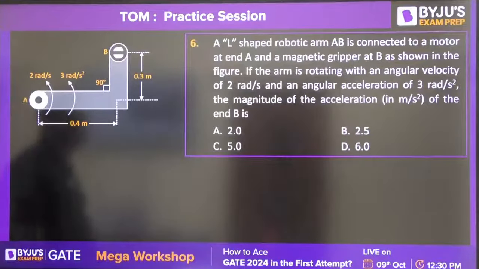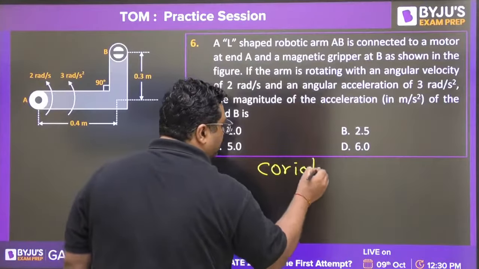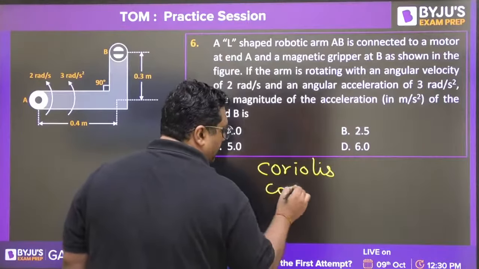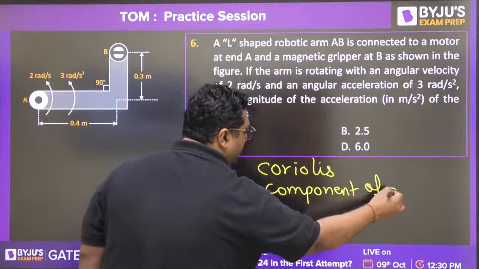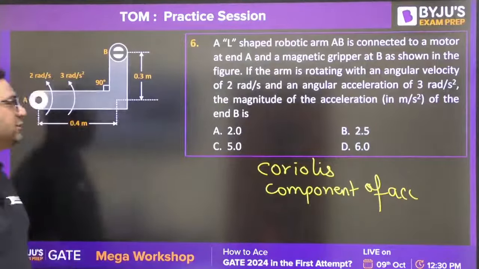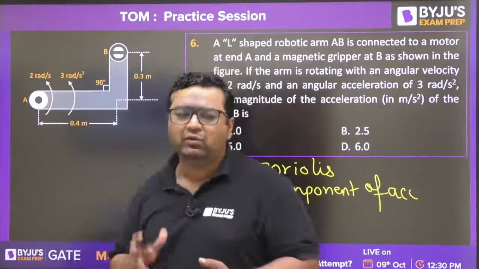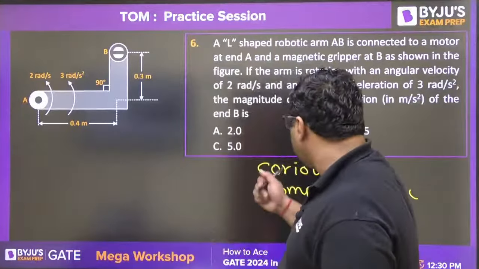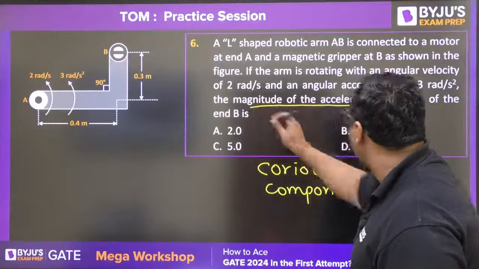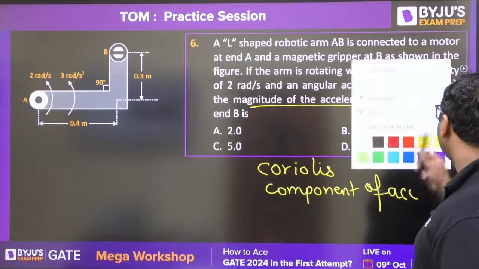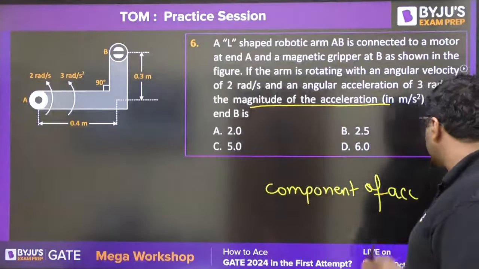Moving to the next question. This is from Coriolis component of acceleration, guys. Try to solve this problem. They have given you radius, omega, alpha. Sorry, not Coriolis, it is related to accelerations, because they are asking the magnitude of acceleration. So it is not from Coriolis, but from components of acceleration.